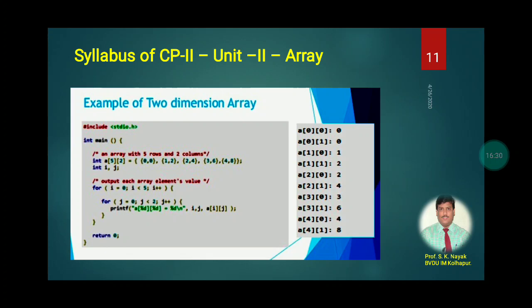So for i equal to 0, i less than 5, that means we go from 0 to 4, which is 5 records, i plus plus. And j, the column index: j equal to 0, j less than 2, that means 0 and 1, only 2 columns, j plus plus. This is a program where we can define an array.